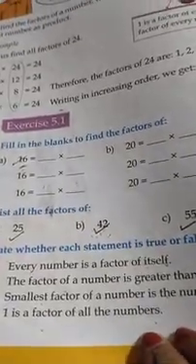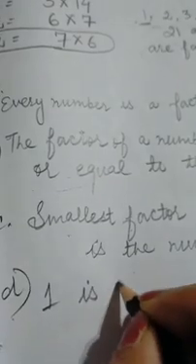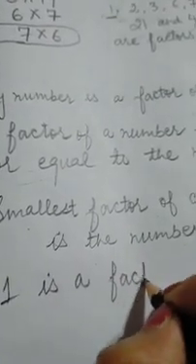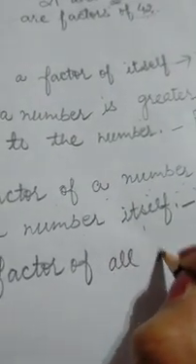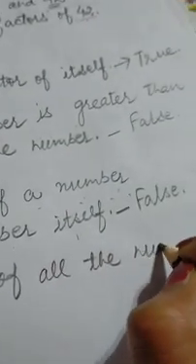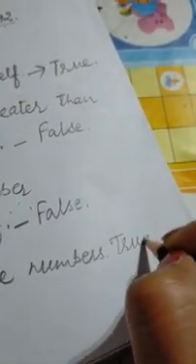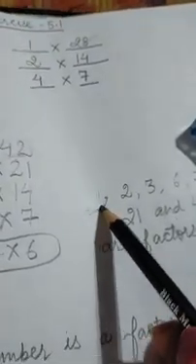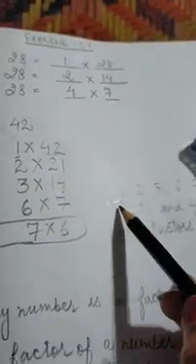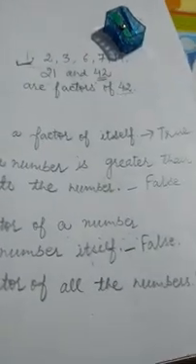1 is the factor of all the numbers. Yes, this statement is true. Whenever we write the factors of any number, the factors will always start from 1. So we can say that 1 is a factor of all the numbers. So this statement is true.